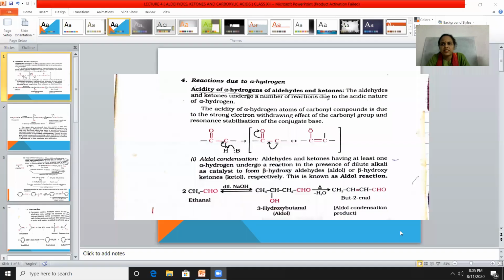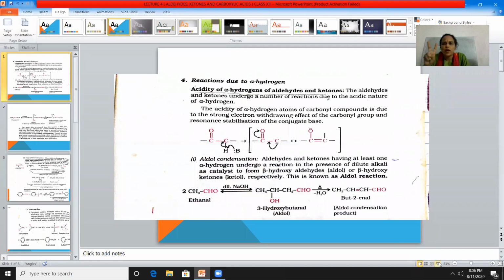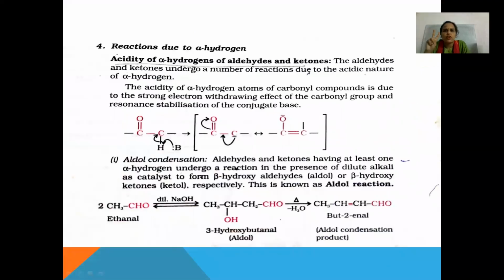Hello students, today we'll see reactions involving alpha hydrogen atom, and in that we'll see two major name reactions. One is aldol condensation and the second one is Cannizzaro's reaction. So, reactions due to alpha hydrogen, acidity of alpha hydrogen of aldehydes and ketones.